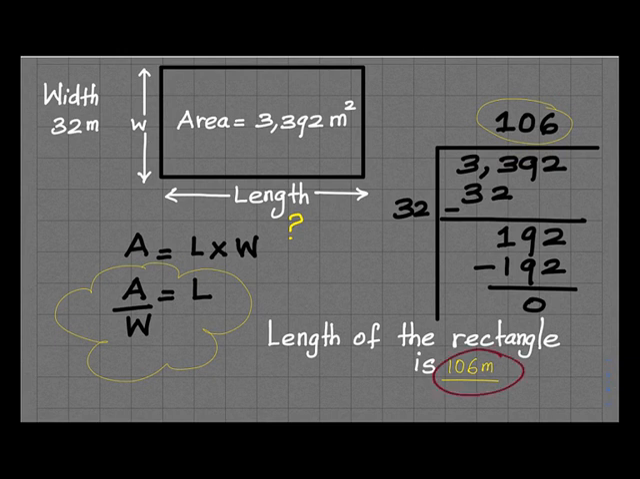How did it become meter? Area was in meter square, and the value of the width was in meter. In meter square, there are two meters. So meter times meter is meter square, and 32 meter has only 1 meter. So meter and meter will get cancelled. That is how we got 106 meter.